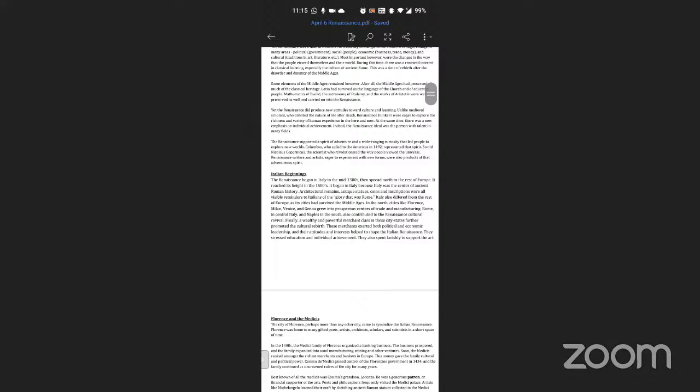Okay. It began in Italy because it was a center of ancient Roman history, as I told you. Architectural remains, antique statues. Oh, they are not just stealing their holy book or manuscript. They are even stealing architectural remains, antique statues, coins, inscriptions, all visible reminders to the Italians of the glory that was Rome. Italy also differed from the rest of Europe, as its cities had survived the Middle Ages. In the north, cities like Florence, Milan, Venice, and Genoa grew into prosperous centers of trade.